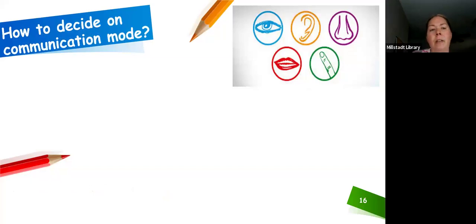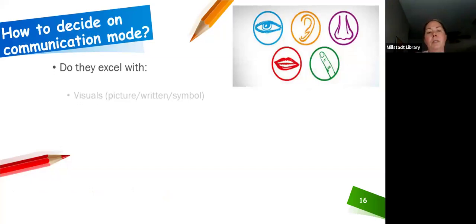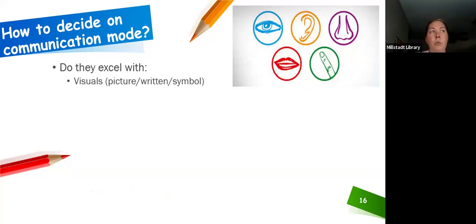So how do you decide on a communication mode? There's so many different ways to communicate with somebody, but first let's look at their strengths. Are they excelling with visuals like pictures, written, textual, or symbols? Are they really good with imitation? Are they able to imitate somebody vocally or motor?